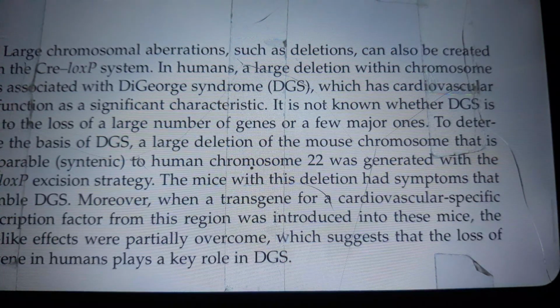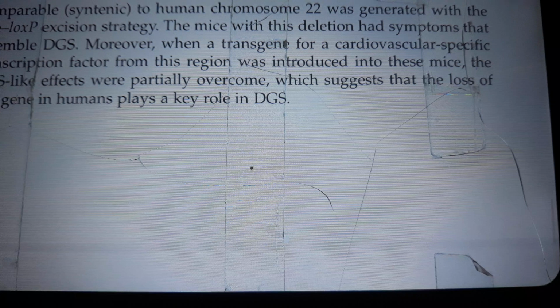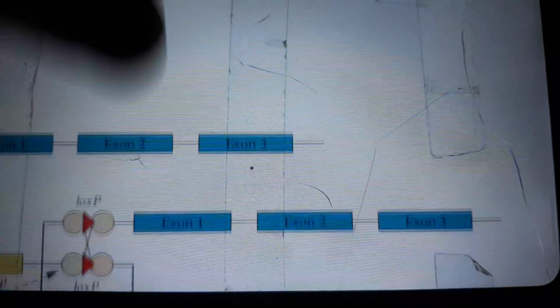Now, to determine the basis of DGS, a larger deletion of the mouse chromosome that is comparable, syntenic, to human chromosome 22 was generated with the KORAH-LOXP excision strategy. The mice with this deletion had symptoms that resembled DGS. Moreover, when a transgene for a cardiovascular-specific transcription factor from this region was introduced into these mice, the DGS-like effects were partially overcome, which suggests that the loss of this gene in humans plays a key role in DGS.